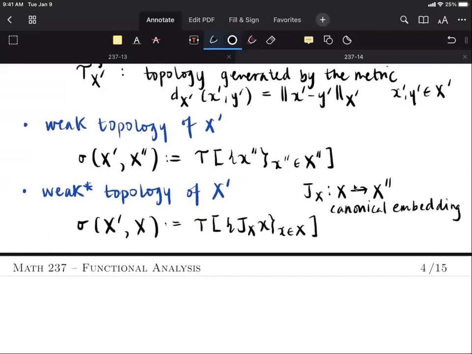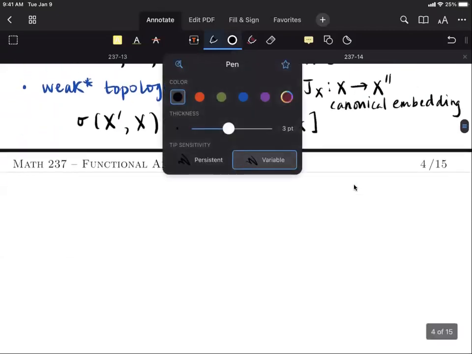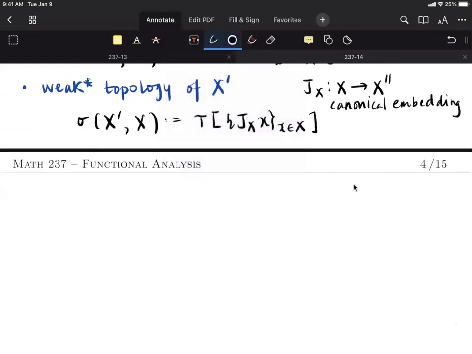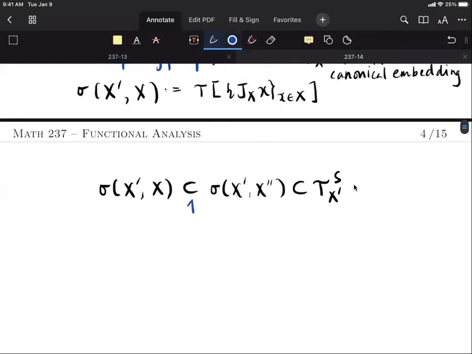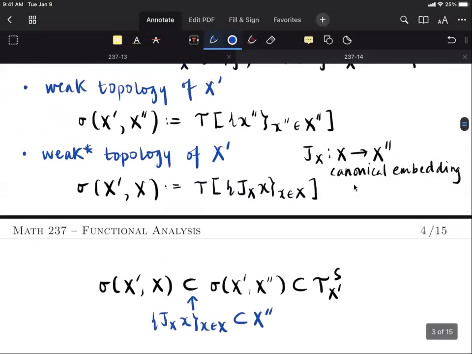And based on these definitions, it follows that, similar to the weak topology in X, the weak topology in the dual space is contained in the strong topology. However, the weak topology is larger than the weak star topology. Well, the first inclusion follows easily from the fact that this collection of functions in the dual space is contained in the bidual space. Okay. So in other words, the weak star topology utilizes fewer functions. Therefore, you have fewer open sets.